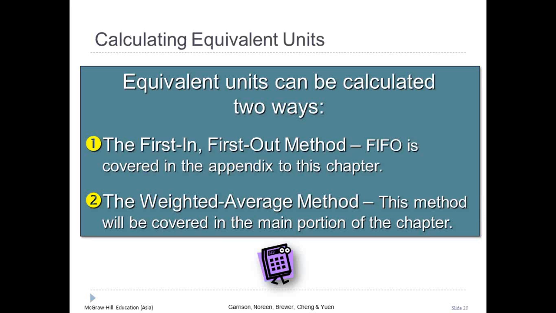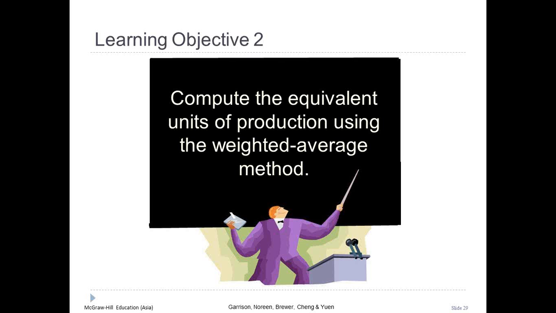Equivalent units may be calculated using the FIFO method or the weighted average method. The weighted average method is included within the main portion of the chapter and is covered next, while the FIFO method is covered in the appendix and later in this presentation. So let's do learning objective number 2. This is to compute the equivalent units of production using the weighted average method.